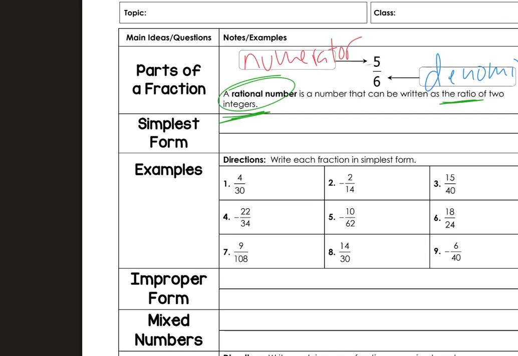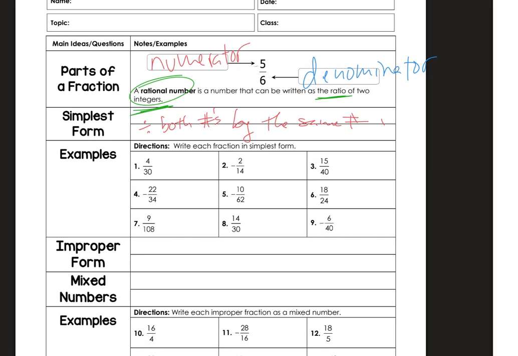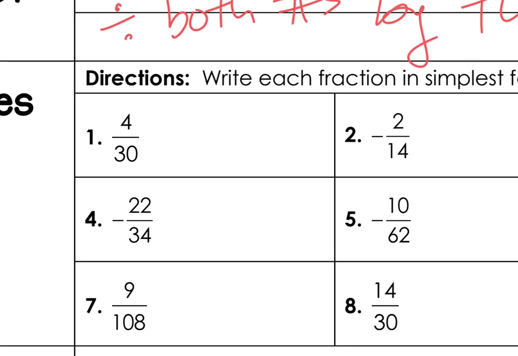Simplest form, this is when we can divide both numbers by the same number. And then here's the funny part, until we can't. So what? All right, so let's look at like this one. I can divide both of these numbers by 2, and I get 2/15. I can no longer divide them both by the same number, so I'm done.